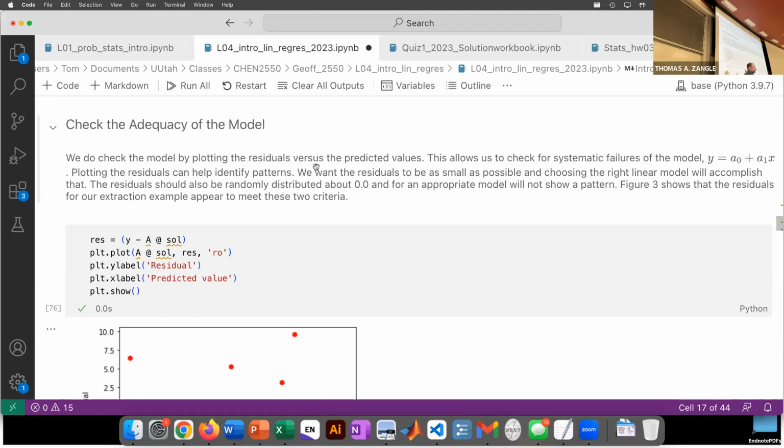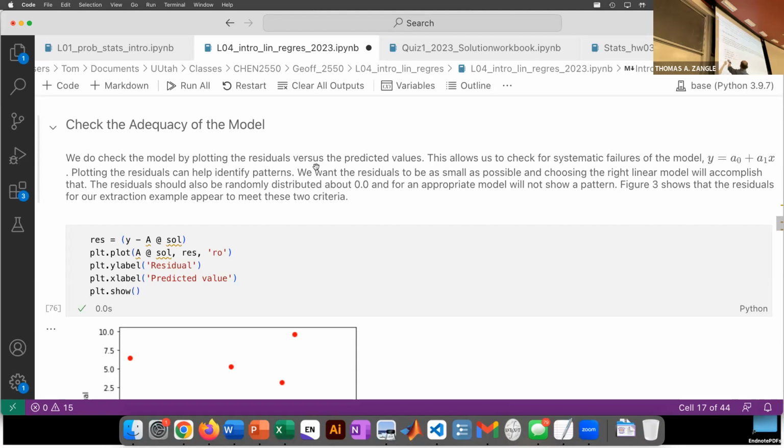And one way that we can identify whether or not we have a systematic error, or whether or not a linear fit is really describing the trends that we see, is to look at the residuals. So the residuals are the difference between our measured value and the estimated value from our model, right? So that's what we mean by residual.